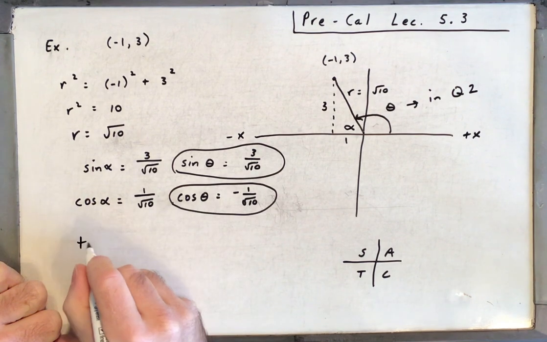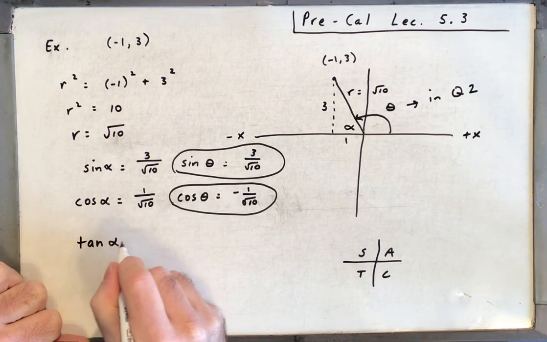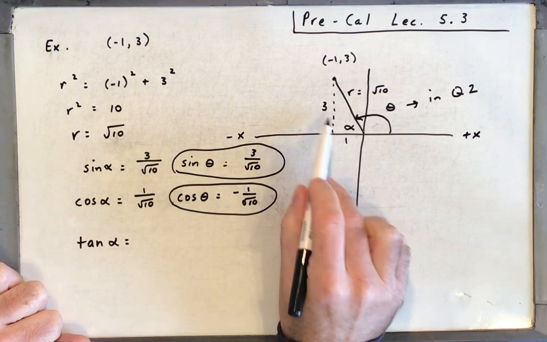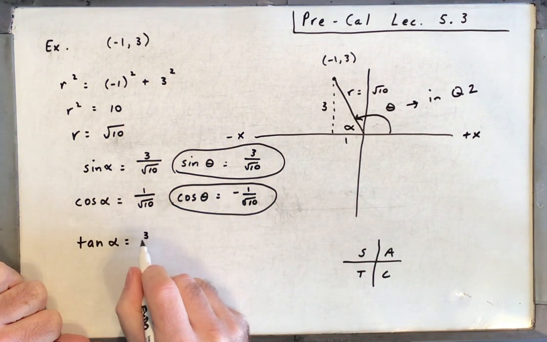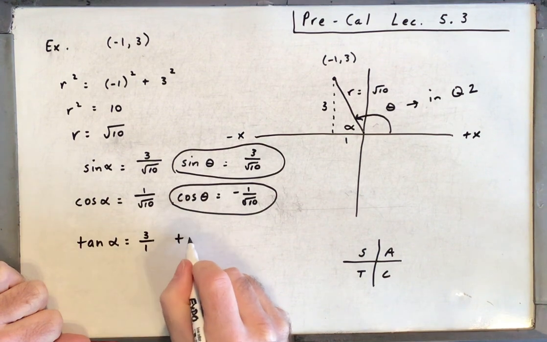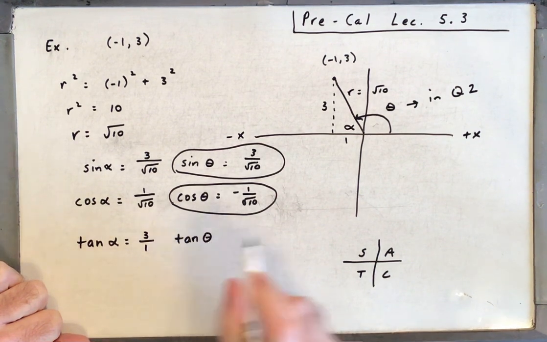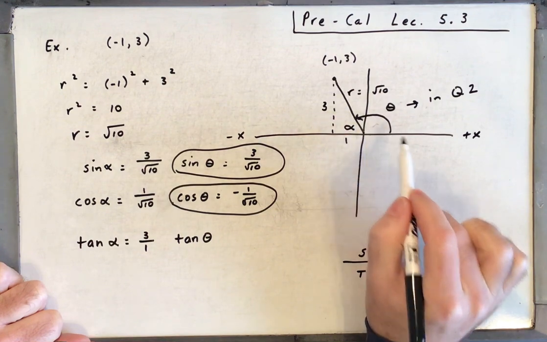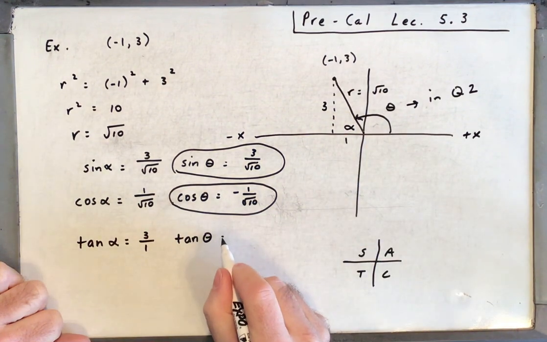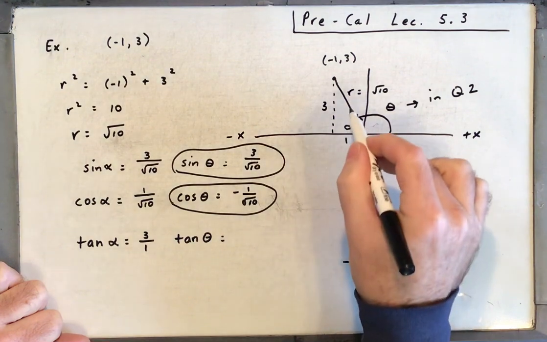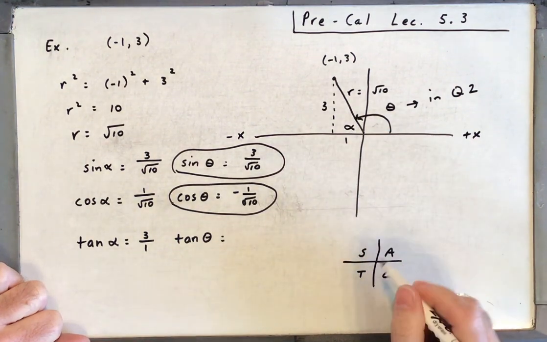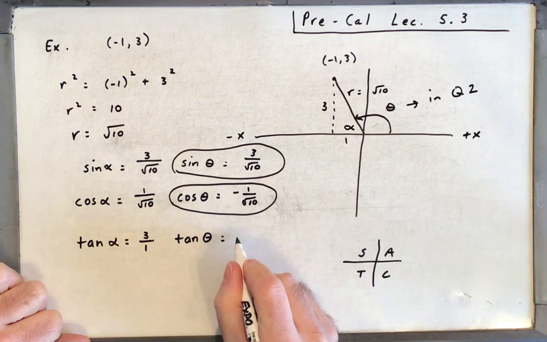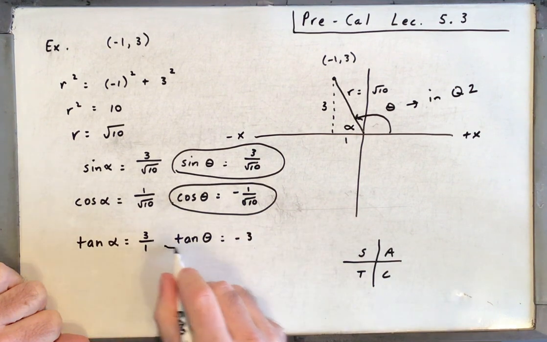And then tangent, we're going to figure out the tangent of the reference angle, alpha. That's opposite over adjacent, 3 over 1. Well, tangent of theta, okay, it's this angle, this obtuse angle that's greater than 90 degrees. Tangent is negative in quadrant 2. Tangent's only positive in 3 and 1. Negative in quadrant 2, so it's going to be -3.